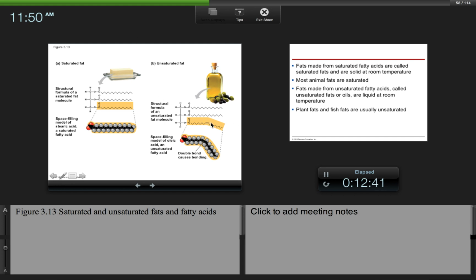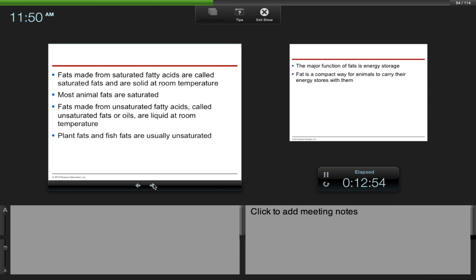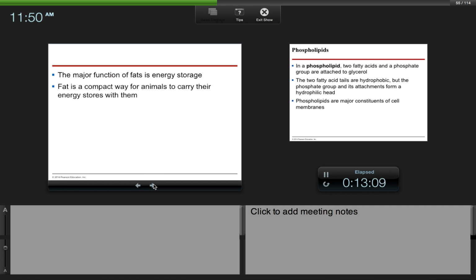Versus your unsaturated fatty acid, we have a double bond here which causes a bend in the molecule. Unsaturated fats are liquid at room temperature as a result. Fats made from saturated fatty acids are called saturated fats and are solid at room temperature. Most animal fats are saturated. Fats made from unsaturated fatty acids, called unsaturated fats or oils, are liquid at room temperature. Plant fats and fish fats are usually unsaturated. A major function of fats is energy storage. Fat is a compact way for animals to carry their energy stores with them.